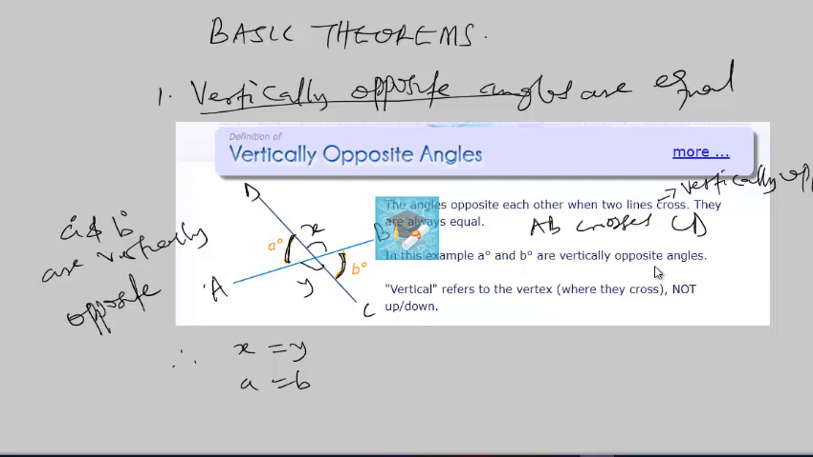And when you are writing a statement like this in mathematics, you put your reason in brackets. So if you say X is equal to Y in this case, you will say the reason is vertically opposite angles. That is why they are equal. So this is the first theorem: vertically opposite angles are equal. And this theorem means that if this angle is 35 degrees, this angle also must be 35 degrees.